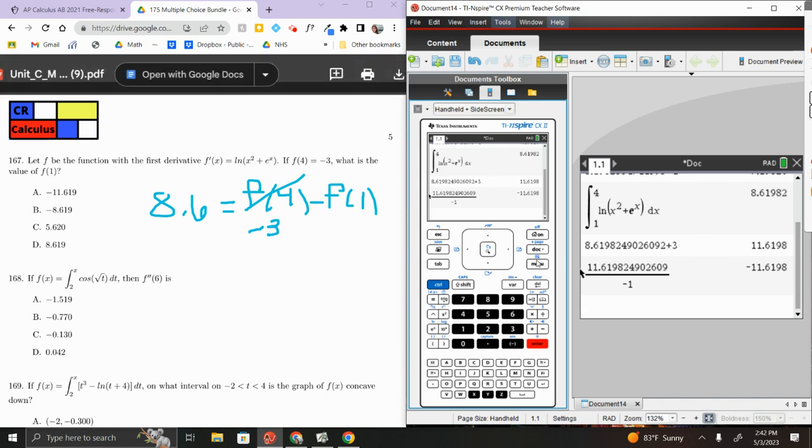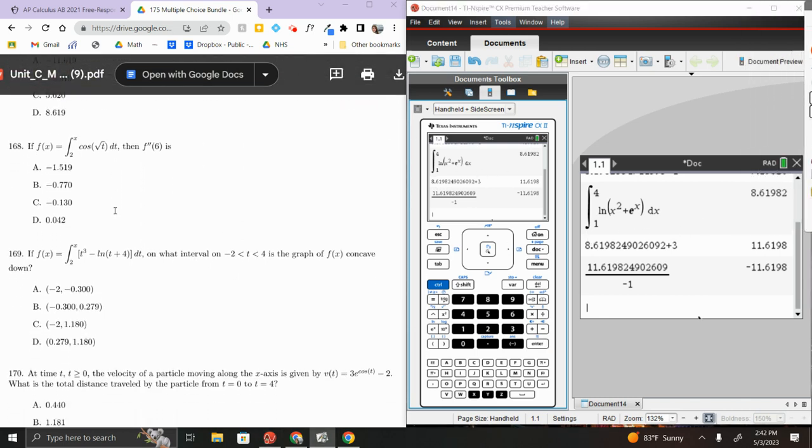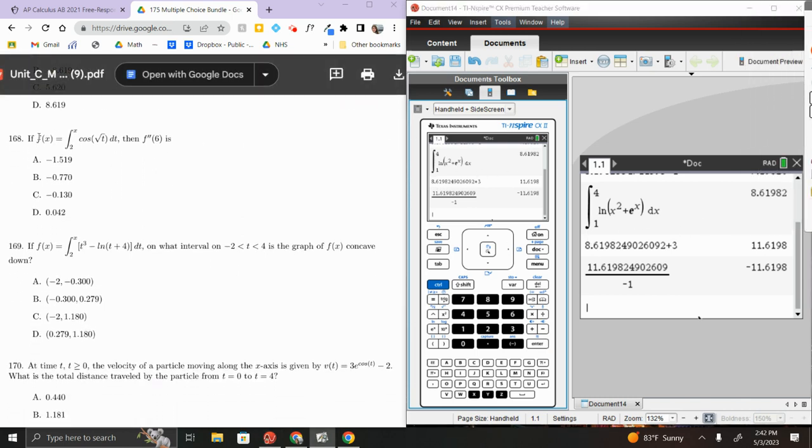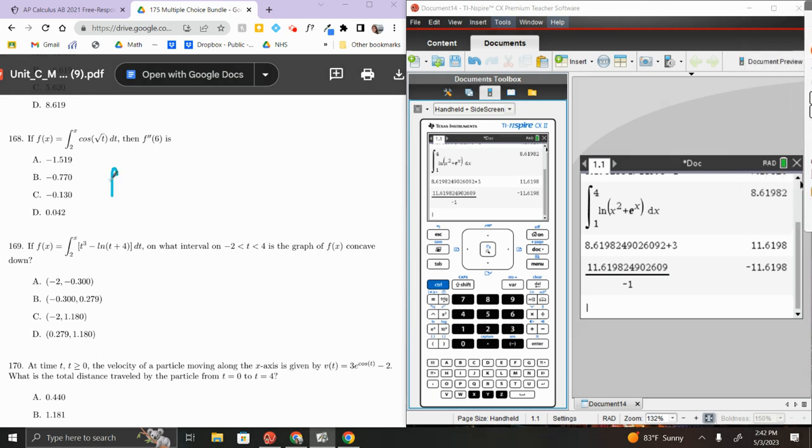All right, next. This one uses the second fundamental theorem of calculus. So they give us f of x. We see this integral with an x as your top bound. That should be your first hint. So right away we can take our first derivative. And that basically just means that your integral will go away. So it's going to equal cosine, the square root of x.